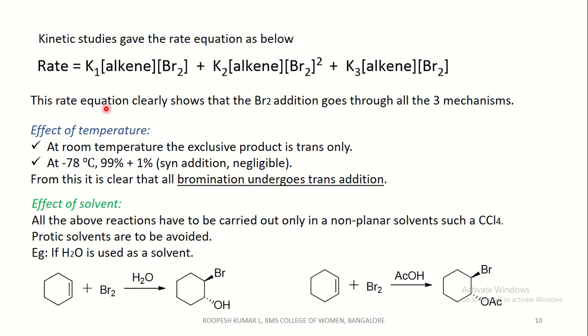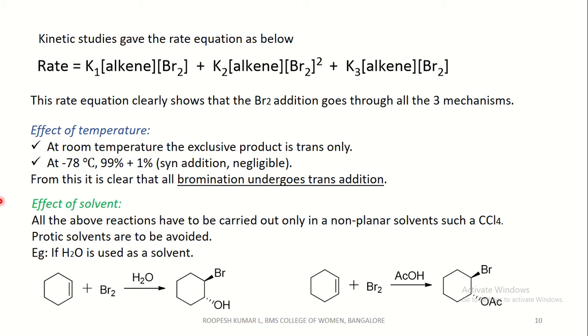Coming to the effect of temperature, at room temperature the exclusive product is trans only, whereas at very low temperature 99% of product is formed as trans with the formation of 1% of syn addition, which is negligible. From this it is clear that all bromination undergoes trans addition.